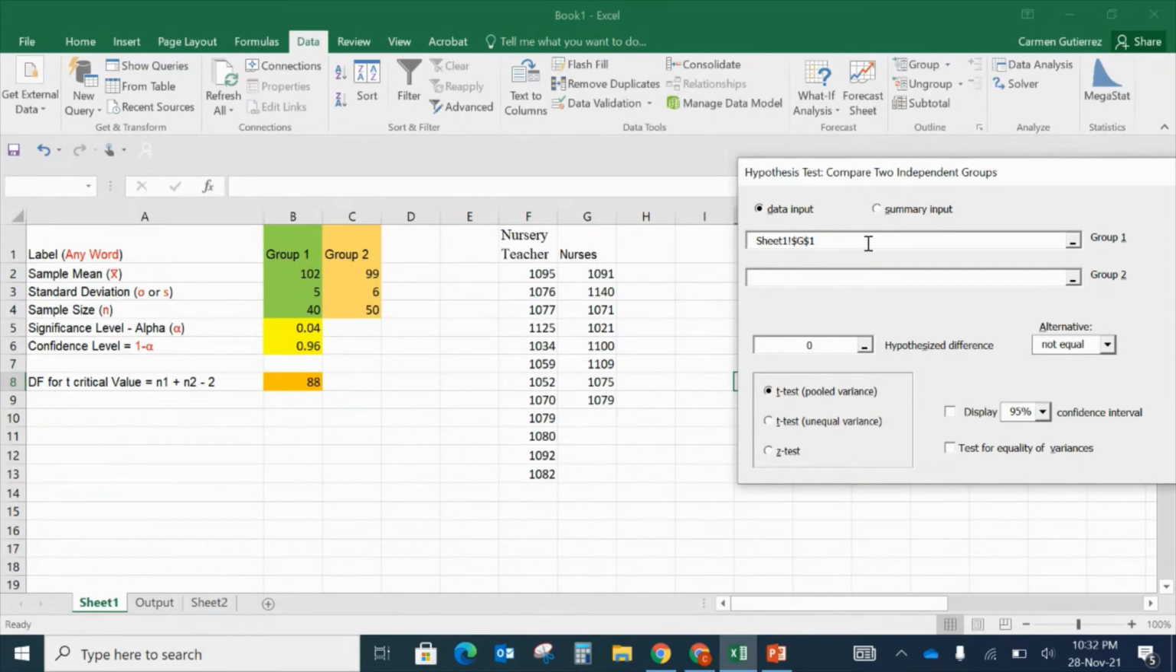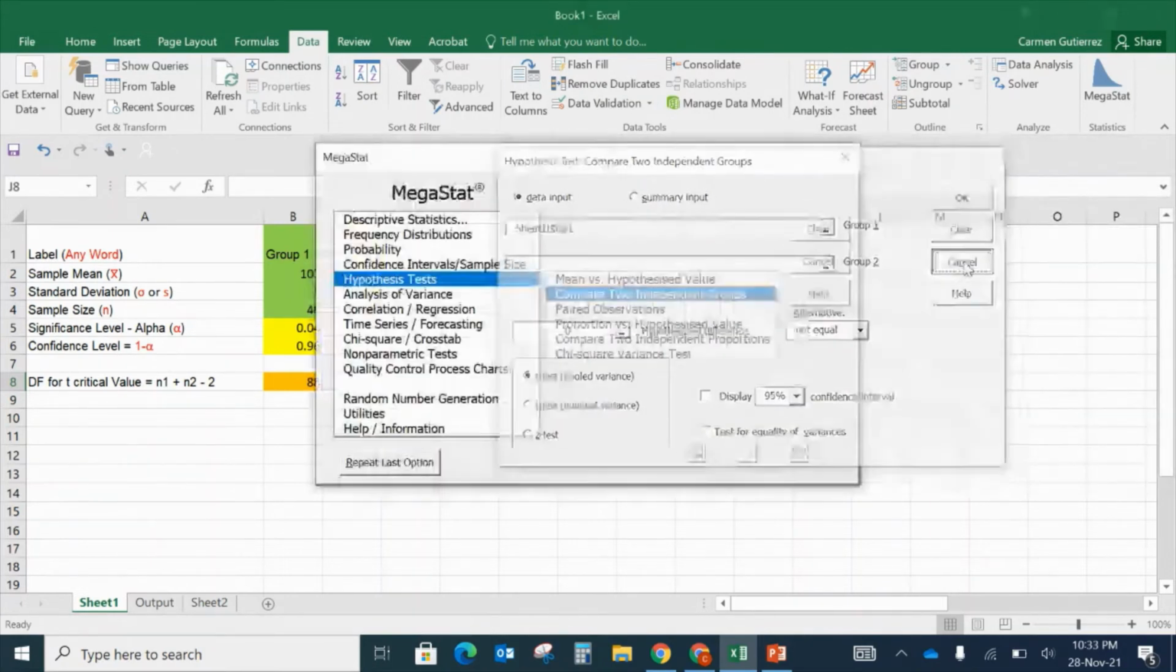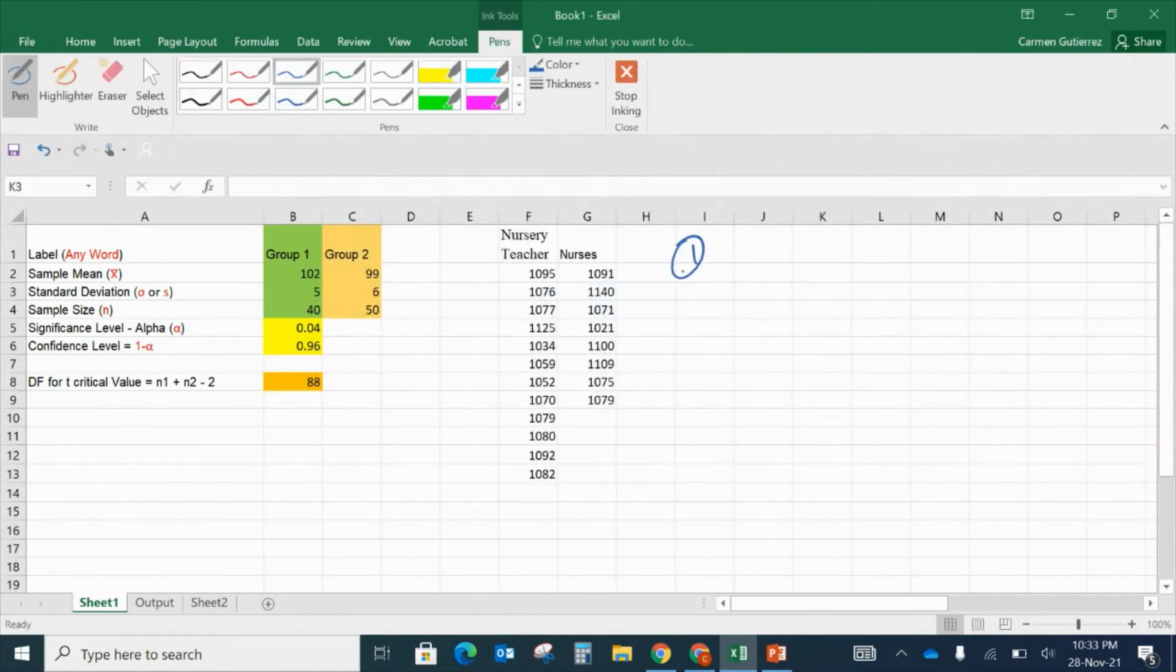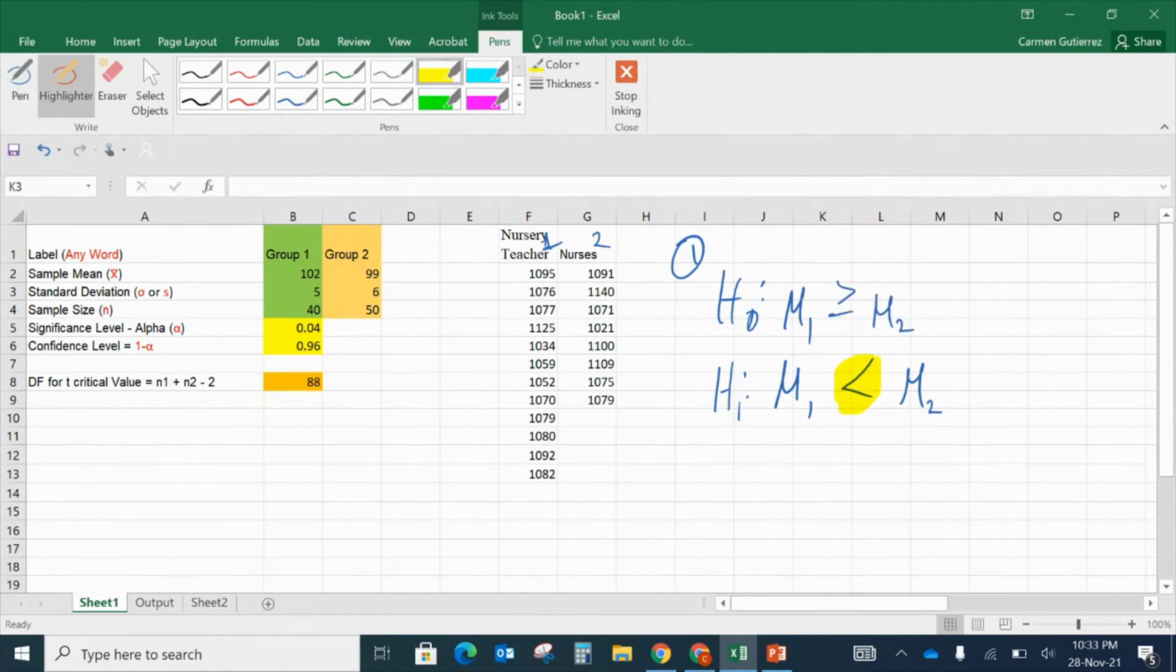And let's assume we're going to check whether, let me put here a hypothetical step one. Let's assume we are going to compare whether the mean, we're going to call nursery teachers group 1 and nurses group 2. We're going to compare whether the nursery teachers are paid less money than the nurses. Okay, and if this is less than, then H0 is more than and equal to. All right, so this right here tells me that it's a one-tailed test on the lower side. Okay, so let's go and check it out.